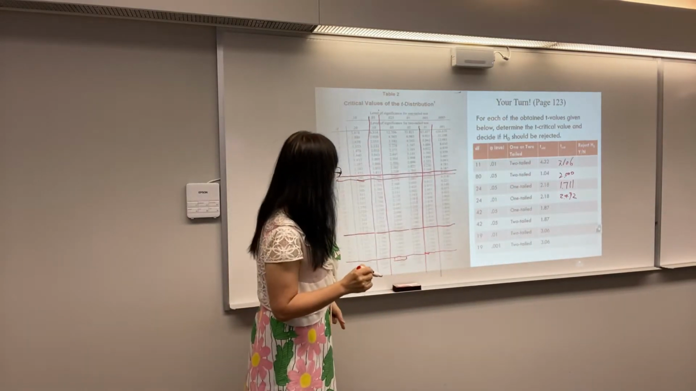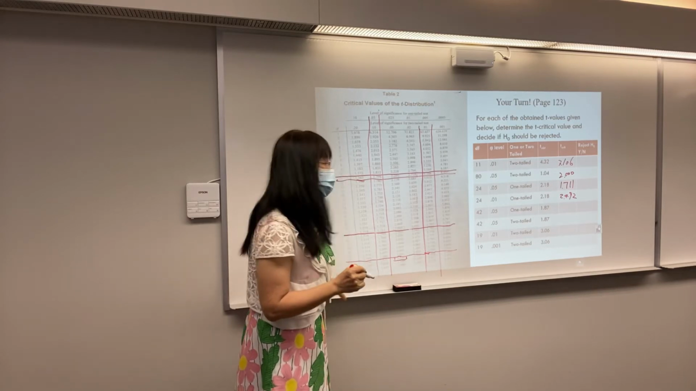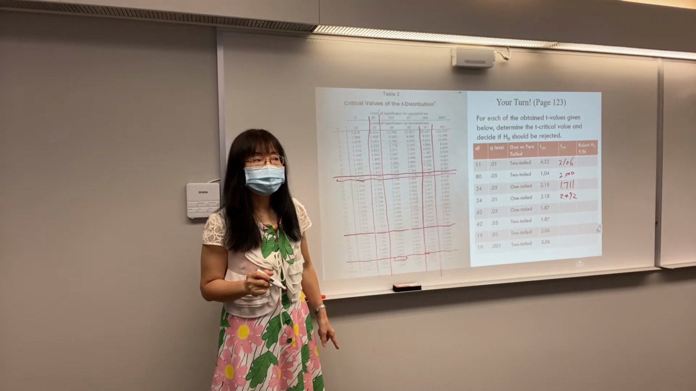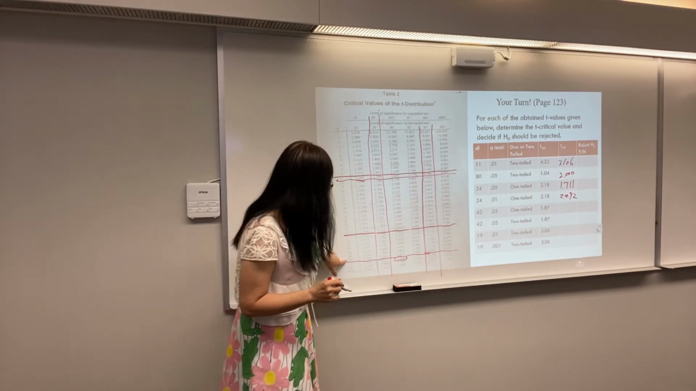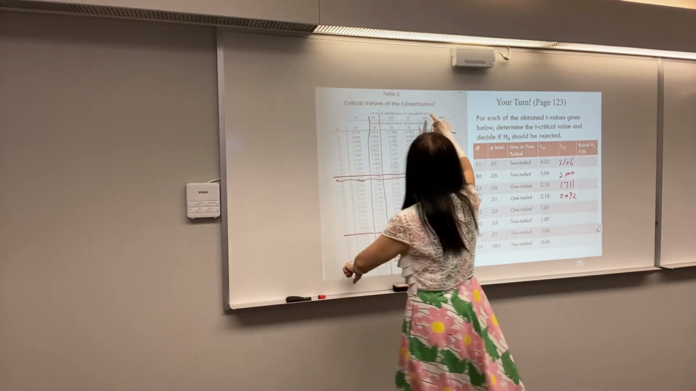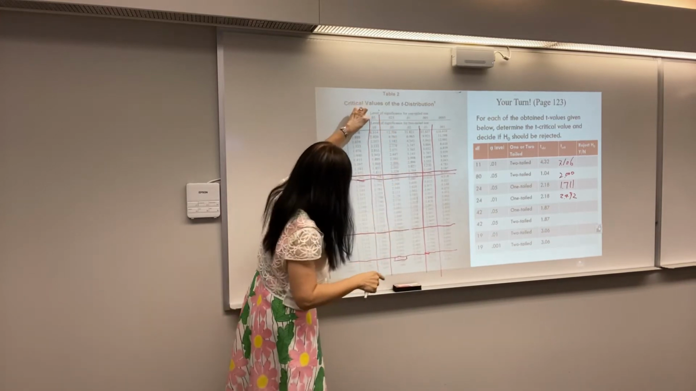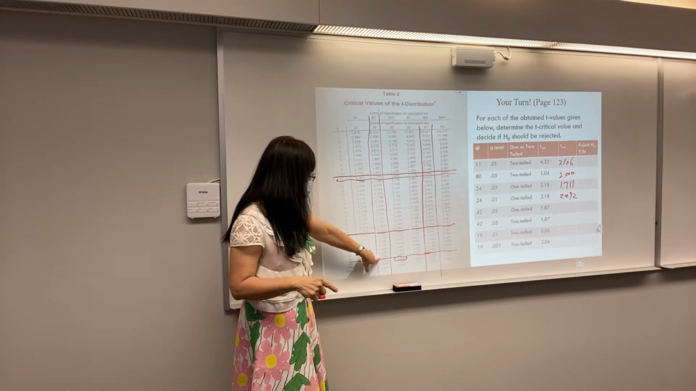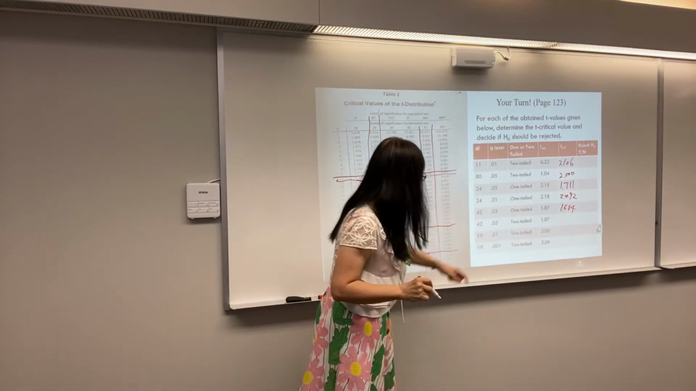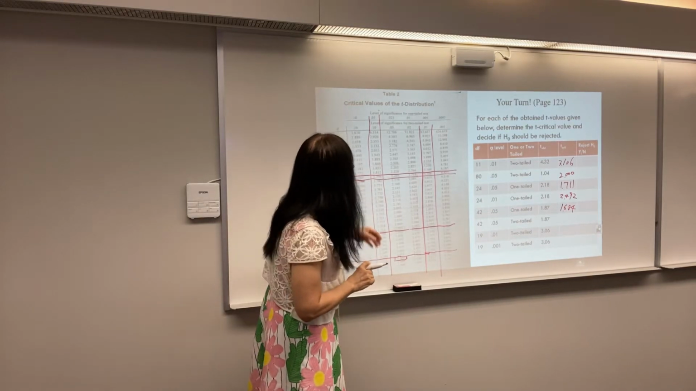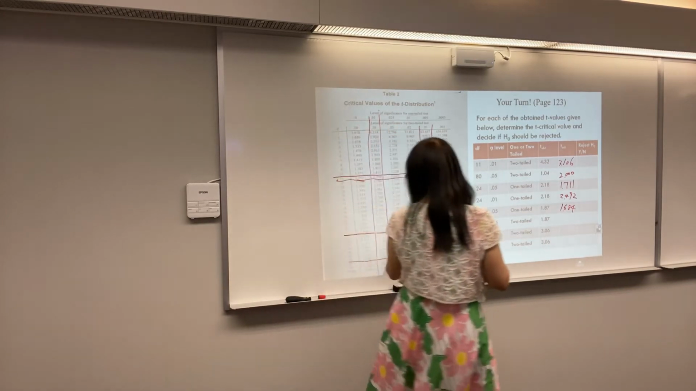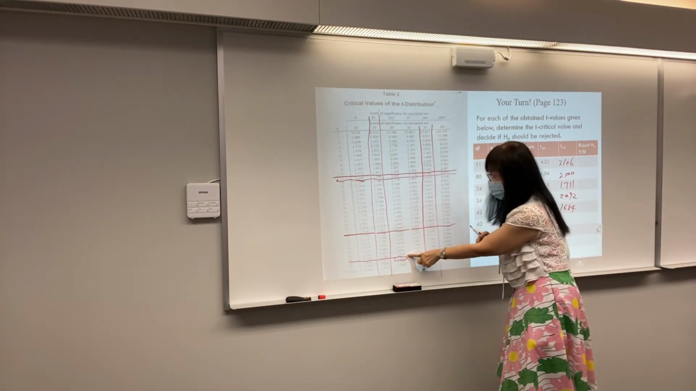Okay, how about 0.05, one tail, 42? We don't have 42, so you go by 40. With 40, one tail and 0.05, I think I got 1.684. Okay. Can somebody tell us about two tail, 0.05, 42? We go by 40. 2.021? Okay.